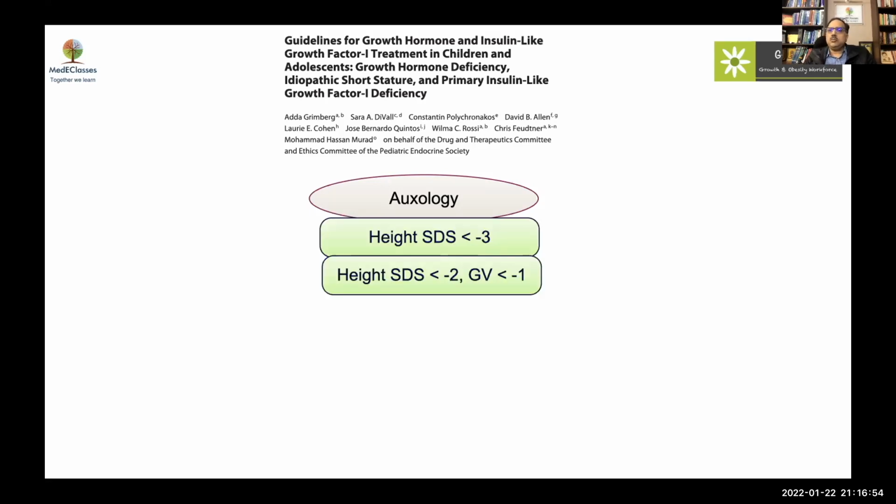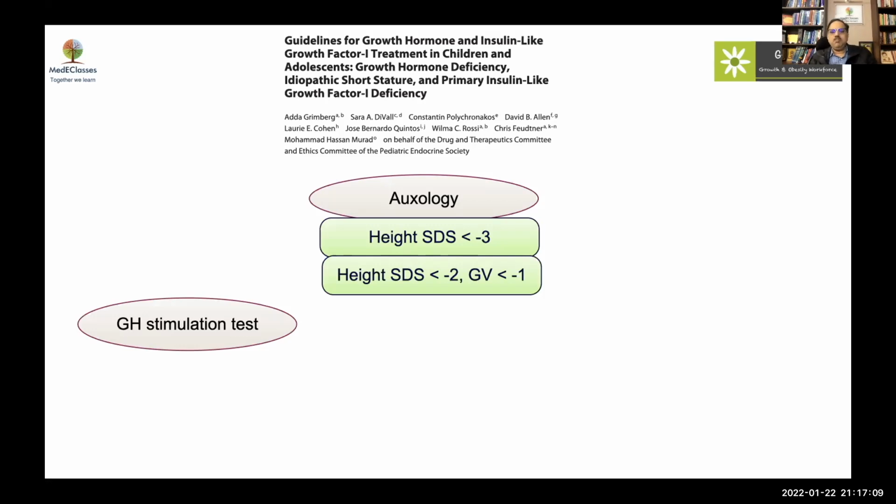So a child has to be very short, or short and not growing. Height standard deviation score less than -3, or height standard deviation score -2 with a low growth velocity. The first thing is shortness is important. The second is the growth hormone stimulation.